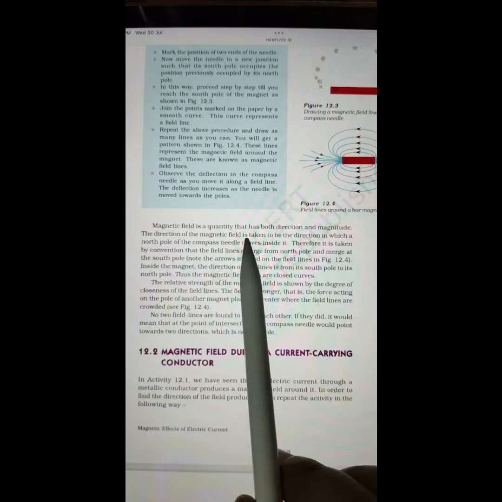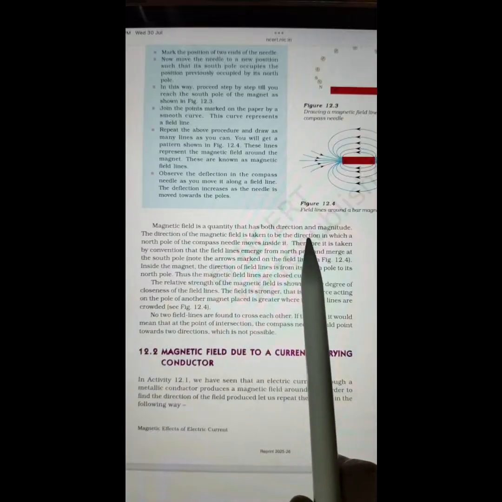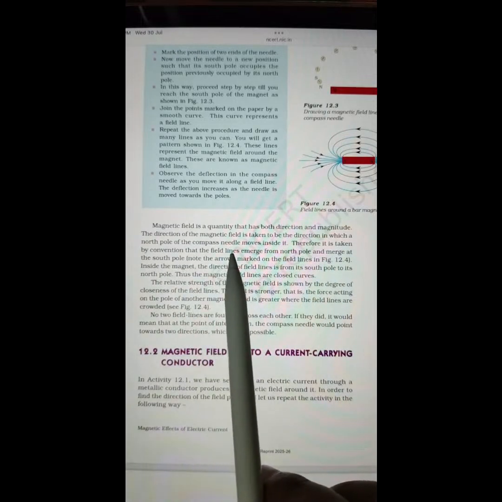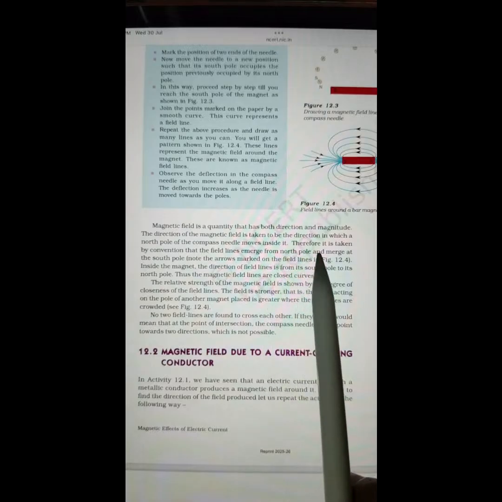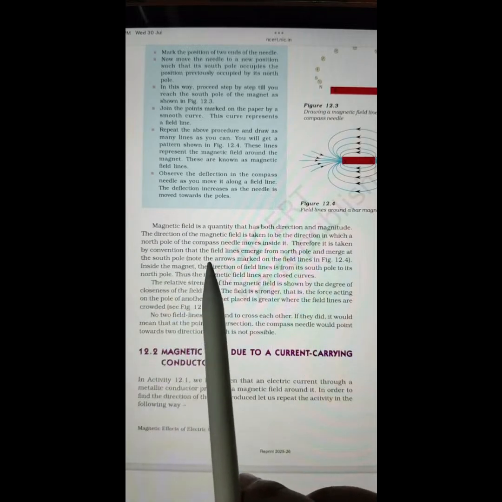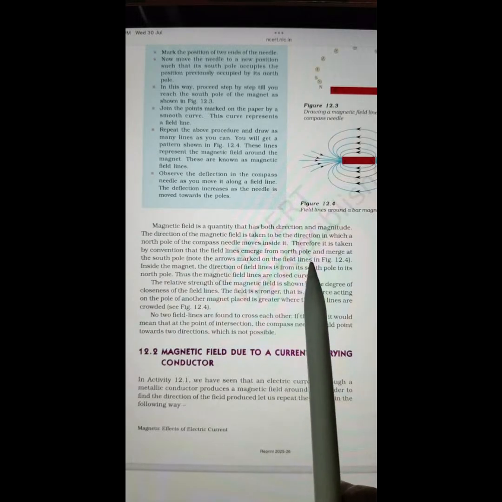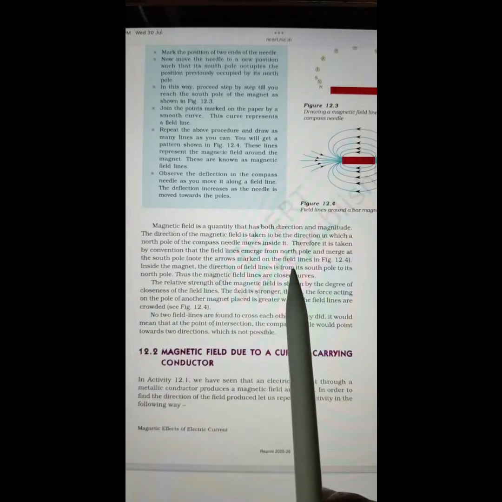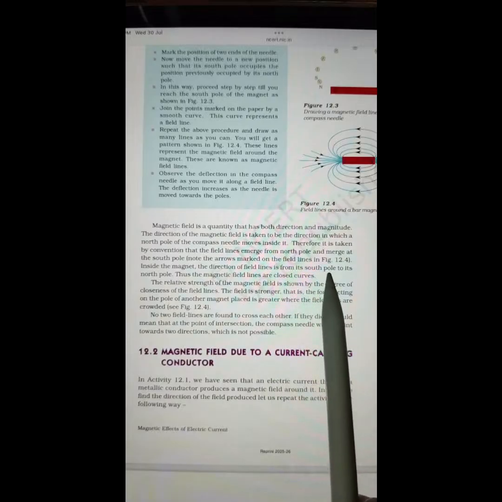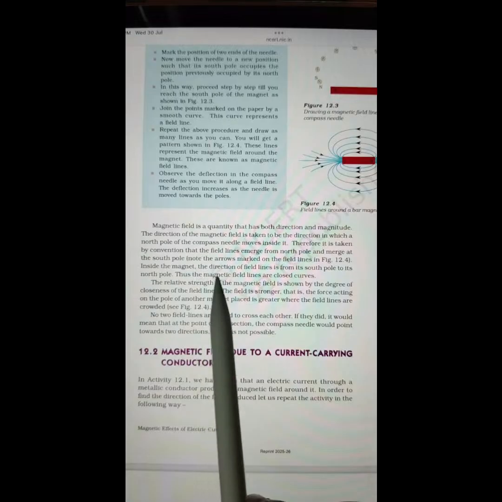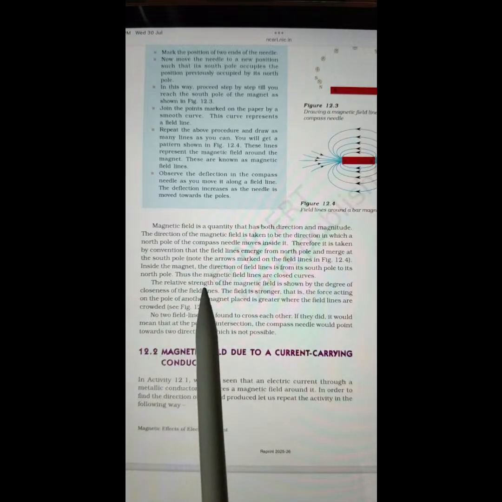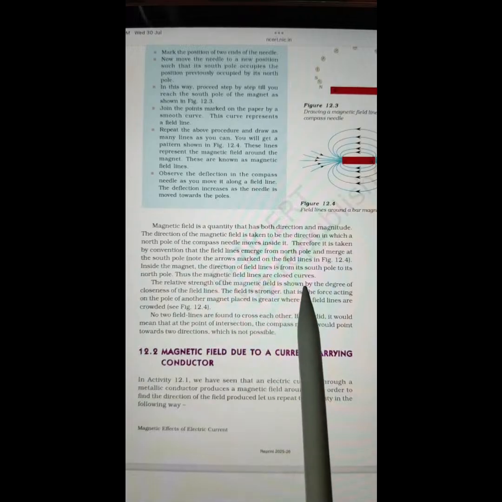Magnetic field is a quantity that has both direction and magnitude. The direction of the magnetic field is taken to be the direction in which a north pole of the compass needle moves inside it. Therefore, it is taken by convention that the field lines emerge from the north pole and merge at the south pole. Note the arrows marked on the field lines in figure 12.4. Inside the magnet, the direction of field lines is from its south pole to its north pole. Thus, the magnetic field lines are closed curves.